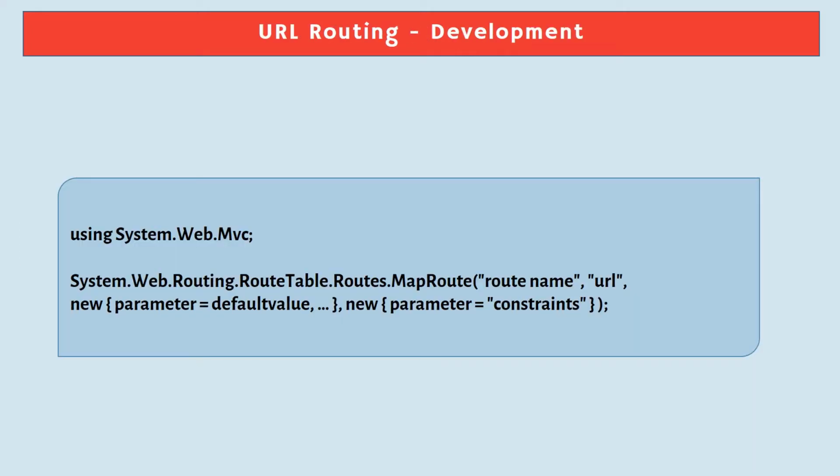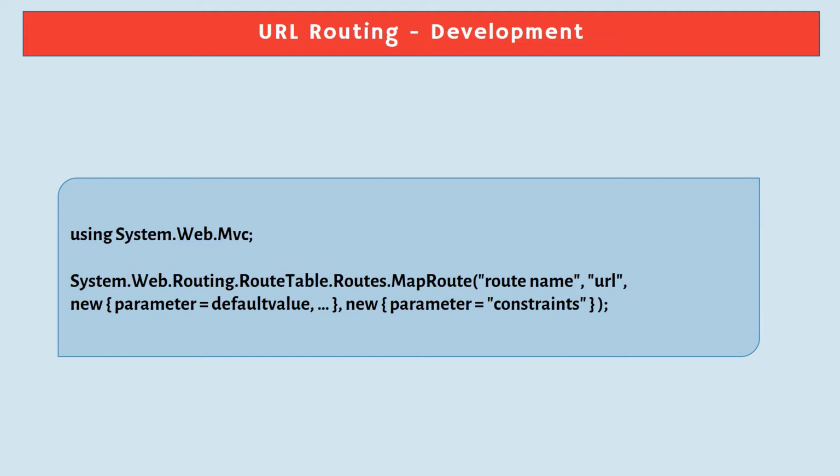To create the routing, the syntax is like this. First we have to import the System.Web.Mvc namespace, and the actual statement is System.Web.Routing.RouteTable.Routes.MapRoute method. The MapRoute method contains four arguments. First one is route name, second is URL, third one default values, fourth one constraints.